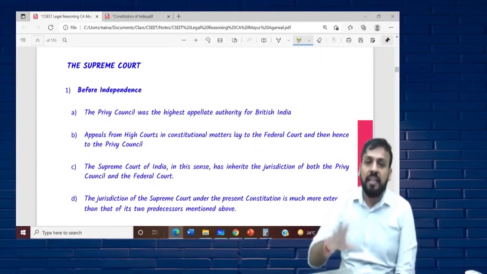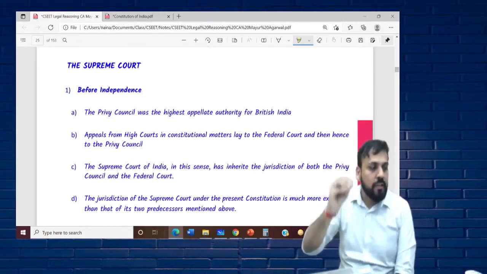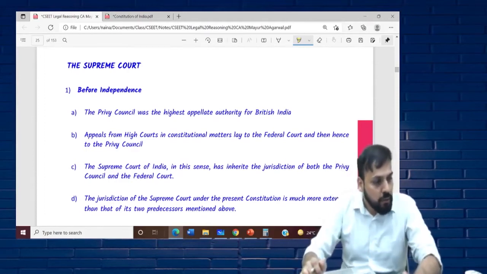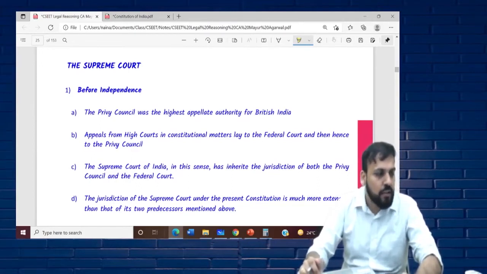Before independence, there was no Supreme Court. The highest court was Privy Council. Do you understand this? The highest court was Privy Council, okay, which was the highest authority.